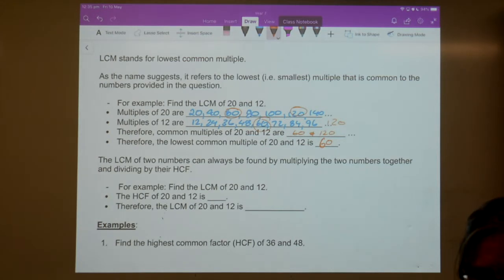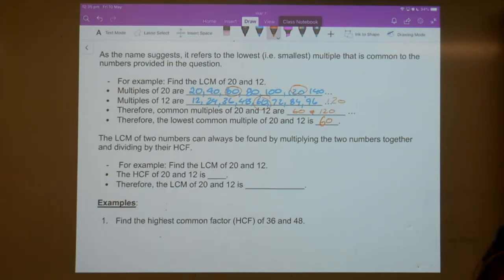and decimals and percentages, right? And there's a whole bunch of other applications as well that make life a little bit easier if we know how to find HCF and LCM. Alright? Down underneath that, LCM of two numbers. The LCM of two numbers can always be found by multiplying those two numbers together and dividing by the highest common factor. Okay? That makes sense.